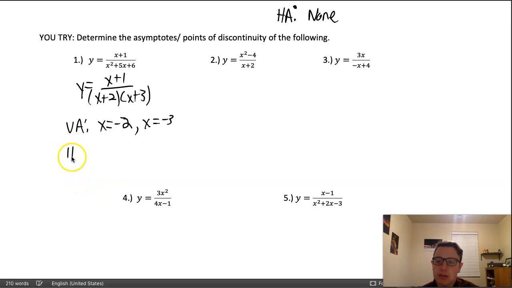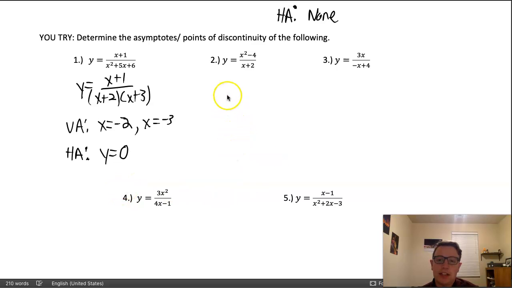Okay, what about horizontal asymptotes? Where is our horizontal asymptote going to be? Remember, your horizontal asymptote depends on your degree in the top and bottom. The degree in the top is 1, the degree in the bottom is 2. So our degree in the bottom is bigger. Go back to your table, see what that tells you. If your degree in the bottom is bigger, it tells you you have a horizontal asymptote at y is equal to 0.